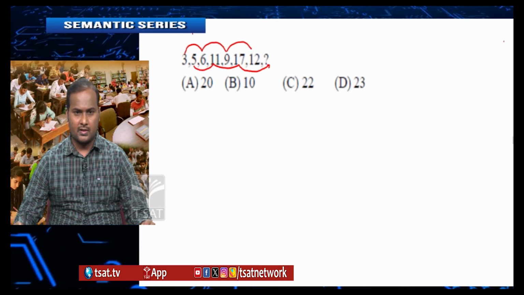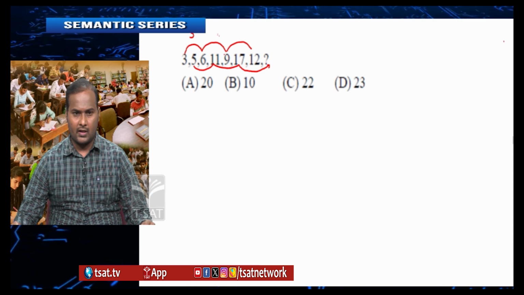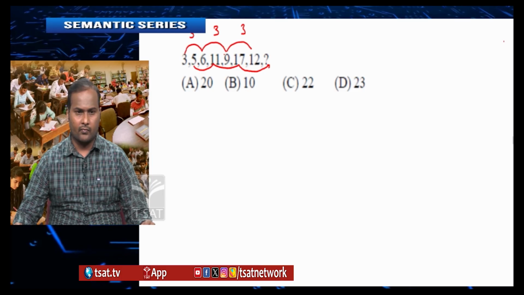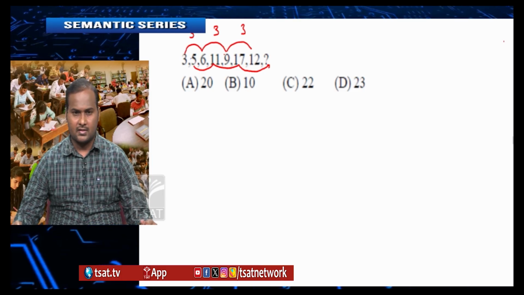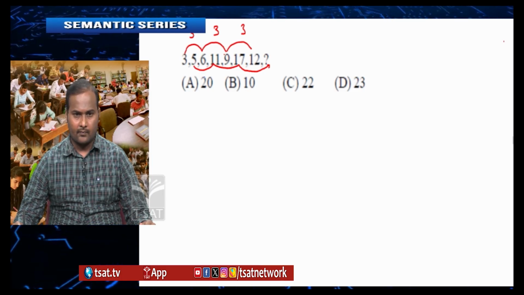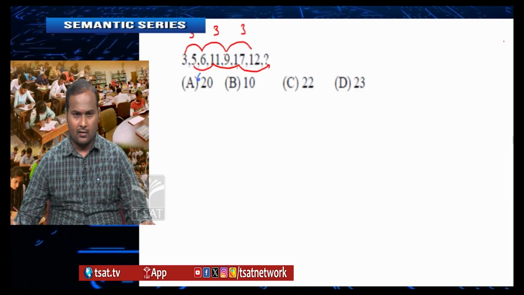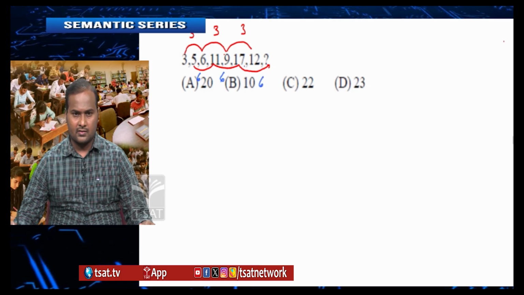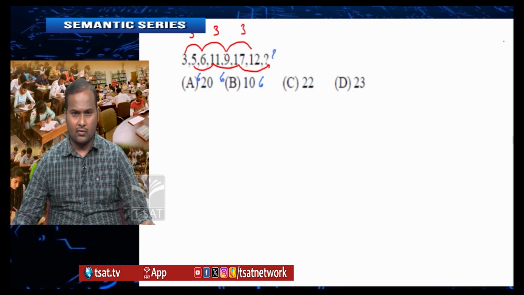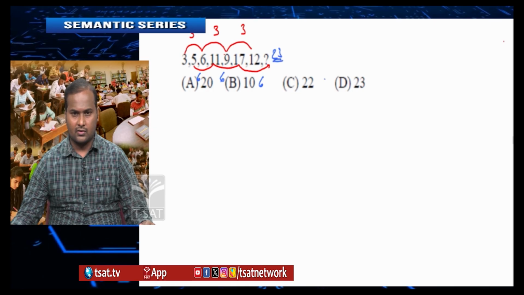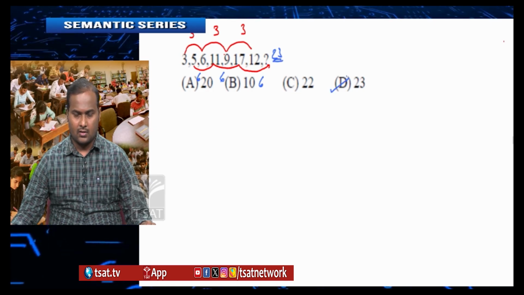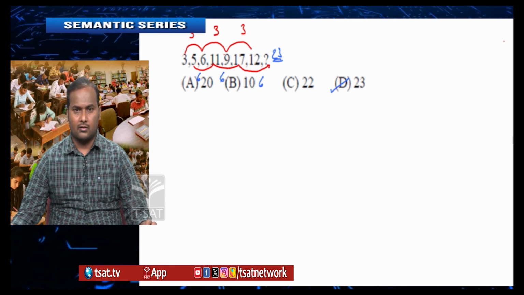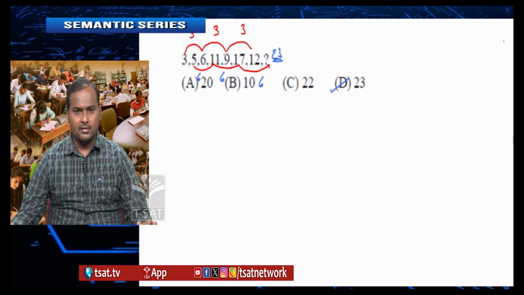Here see 3 to 6 increasing by 3, 6 to 9 here also increasing by 3, 9 to 12 here also it is increased by 3. And you see the next series 5 to 11 increasing by 6, 11 to 17 here also it is increased by 6 and again it has to increase by 6. So 17 plus 6, your answer is 23. D is the answer. So whenever we are unable to find the answer by taking the difference, keep in mind this question may be a mixed series as well.